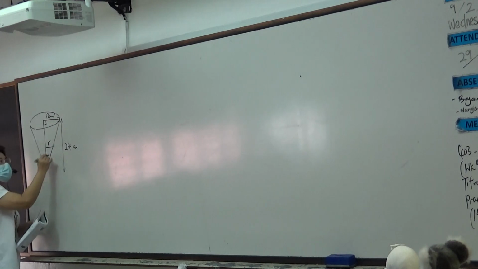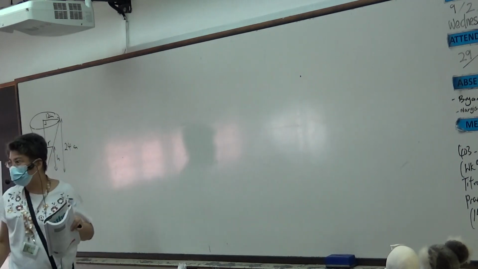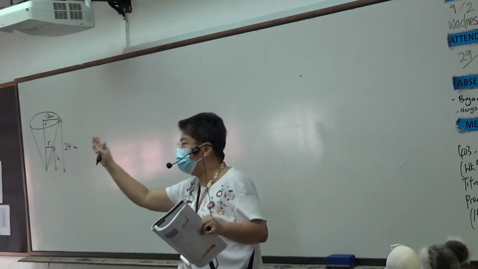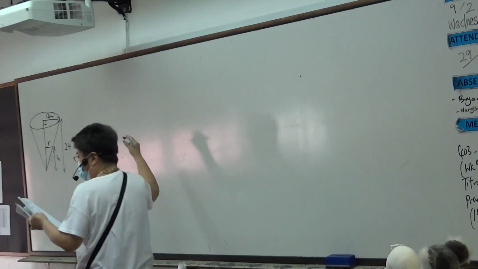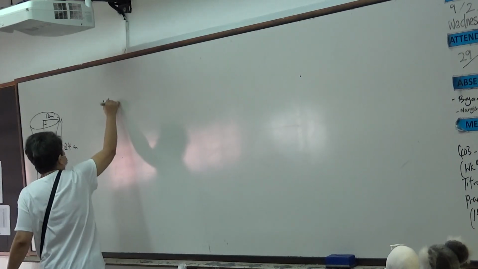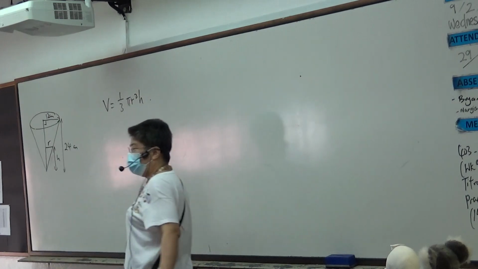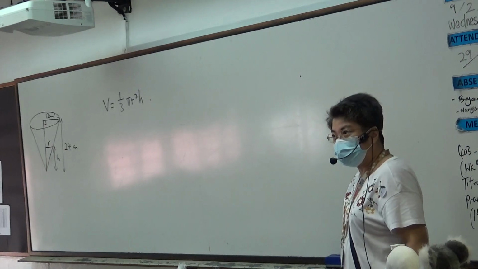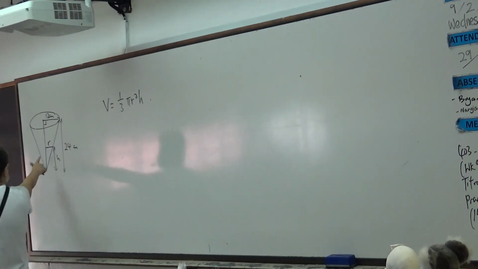Now I let this be R, and this one H. Remember for similar triangles or similar figures, you take the length over the corresponding length, it must be the same ratio. Okay, now first of all, what is the volume of the cone? 1/3 pi r squared h, right? Agree? Okay.